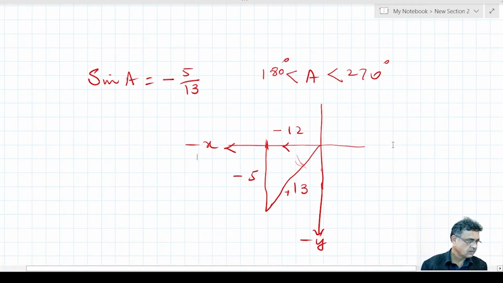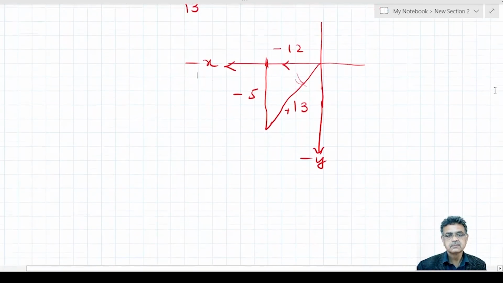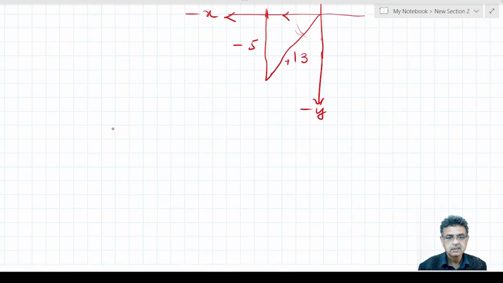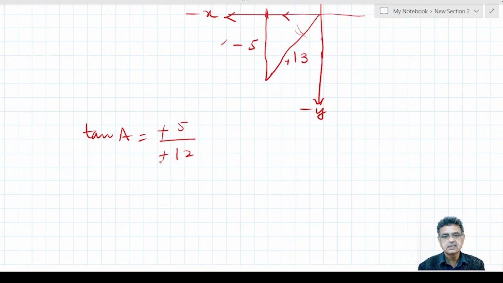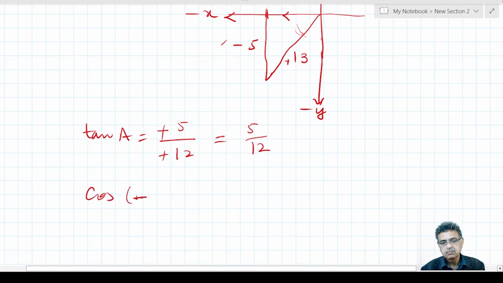Okay, find the value of tangent A and cos minus A. Tangent A is equal to opposite over adjacent, minus 5 over minus 12. Since both of them are negative, signs are cancelled. So this value is 5 over 12. Cos minus A.